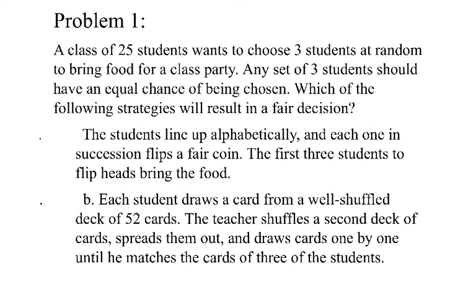So let's look at some examples. A class of 25 students wants to choose 3 students at random to bring food for a class party. Any set of 3 students should have an equal chance of being chosen. Which of the following strategies will result in a fair decision? So the first one, the students line up alphabetically, and each one in succession flips a fair coin. The first 3 students to flip a head brings the food.